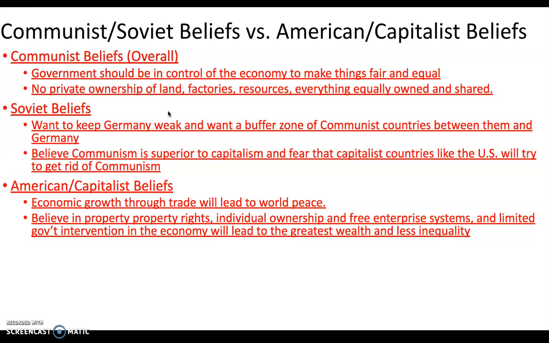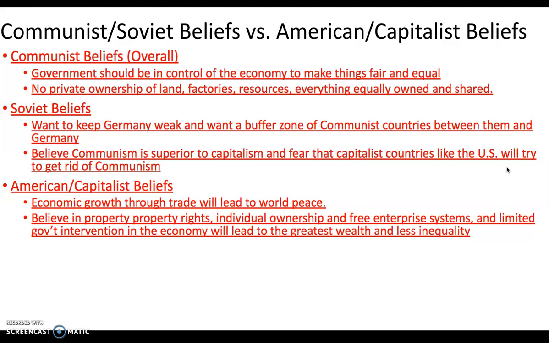But as the United States and other capitalist countries, we also believe in private property. Unfortunately, I wrote property in here twice. I've now noticed that. Hopefully, I'll change that after this. But also individual ownership and free enterprise, so the ability to run your own company and do what you want with it with limited government interference or intervention.